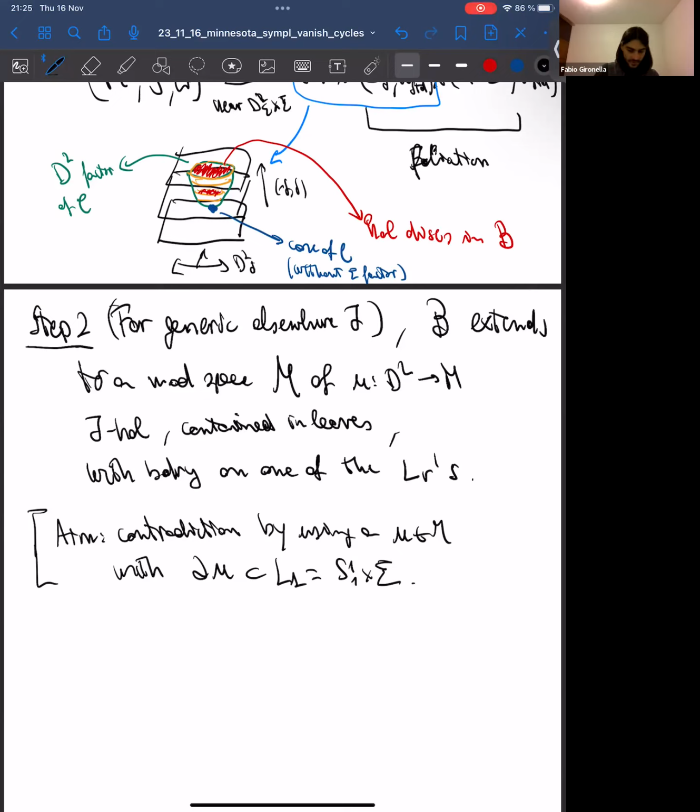Okay, maybe not because I'm running out of time, but let me tell you at least a bit of the logic. Now what we do is we look at the marked moduli space, which is made of curves where U lives in M and P is in S1. It's just the product of M times S1.